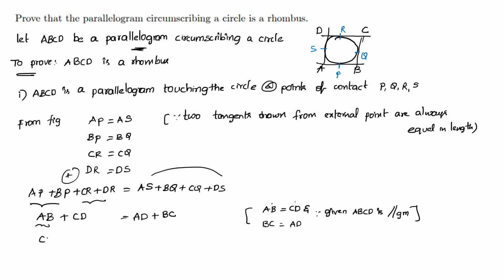So we can directly substitute AB is equal to CD. That will become CD plus CD is equal to BC, which can be written as AD. So AD plus AD. So 2CD is equal to 2AD. So 2 gets cancelled. Therefore CD is equal to AD. If CD is equal to AD, AD is equal to BC, and CD is already equal to AB, therefore all four sides are equal, and a parallelogram has unequal diagonals. So if all four sides are equal and diagonals are unequal, then ABCD will be a rhombus. Therefore ABCD is a rhombus.